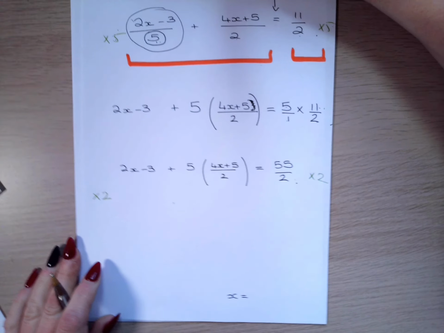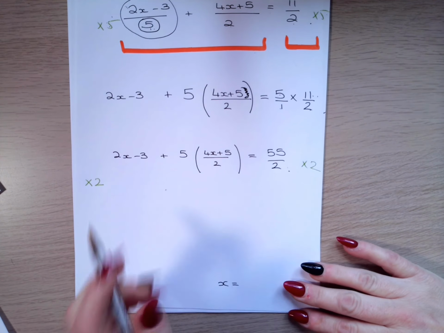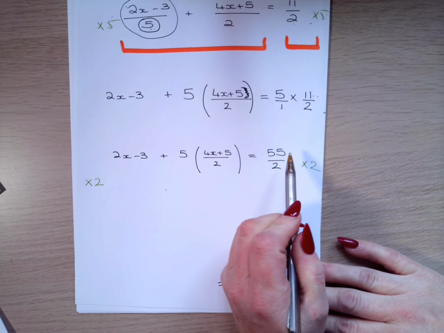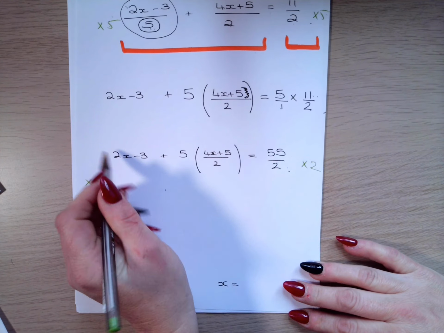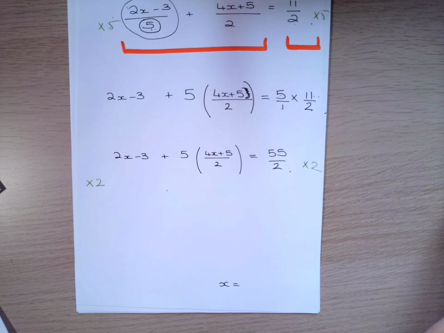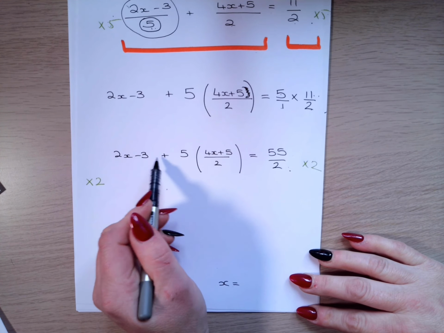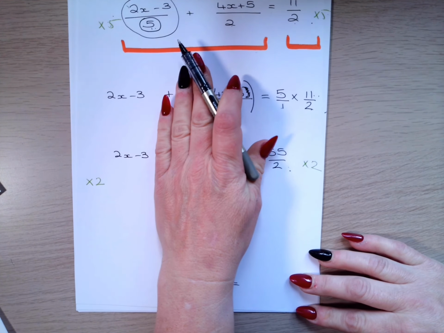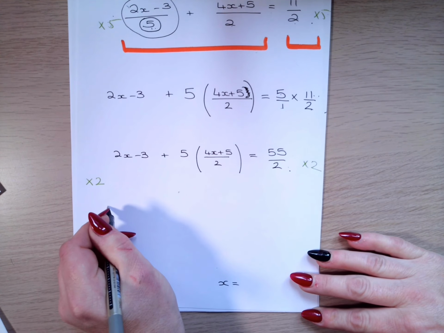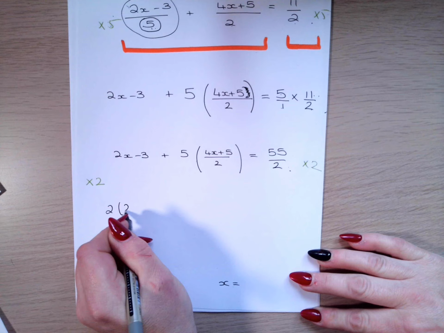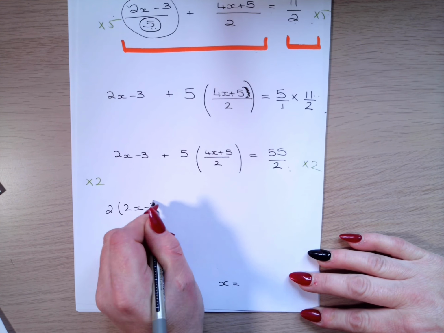Okay, so let's do that. Remember, we still have to do the multiplication to every term we've got here, every expression, every term. So we've got this whole thing here multiplied by 2. We're just going to deal with that bit first. So 2 lots of 2x minus 3.